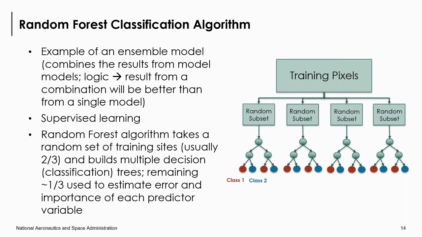As we just reviewed in the previous slides, this is the similar model that the computer runs to conduct the classification. The algorithm also sets aside 1/3 of the pixels to assess error. This is a type of supervised learning in the form of decision trees like those that you can see here.